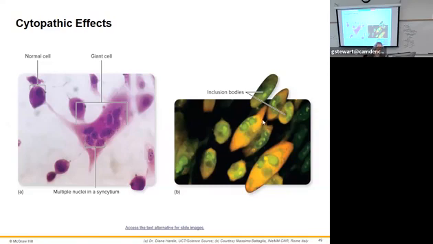Here's a virus that makes inclusion bodies. Those are basically viral particles that are getting assembled inside there. I think this is a picture of cytomegalovirus. So these would be ways we could identify that you had a particular viral infection, right? Cytopathic effects to the cell, the pathology of the cell.